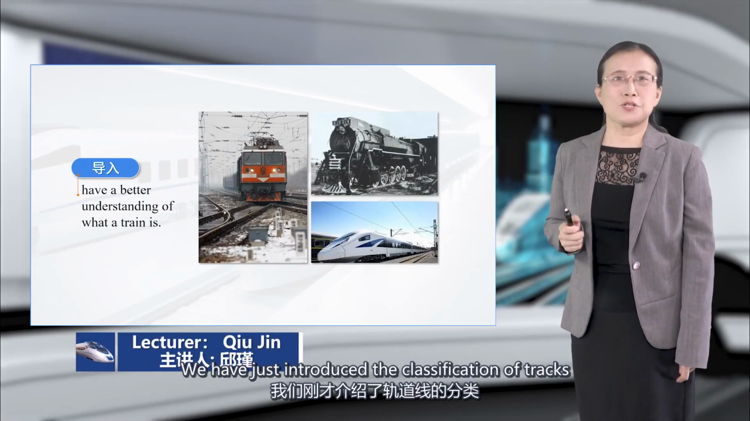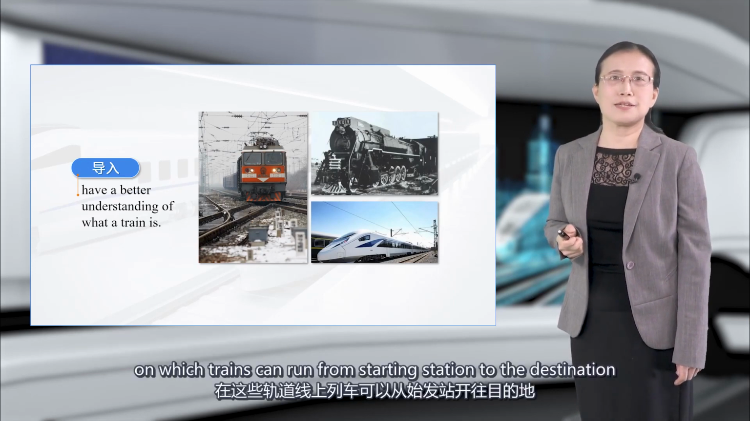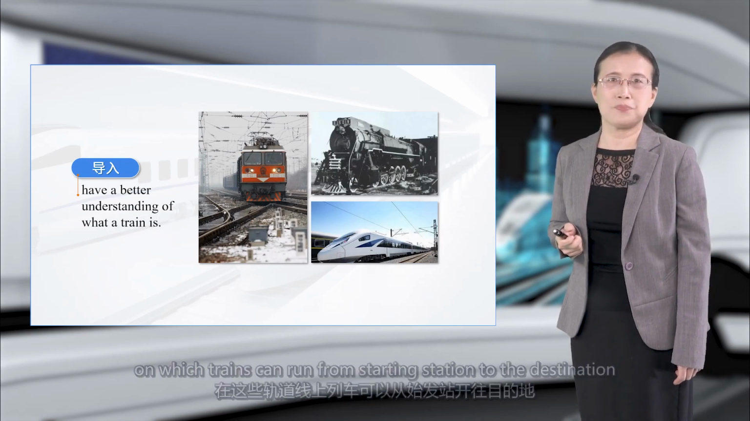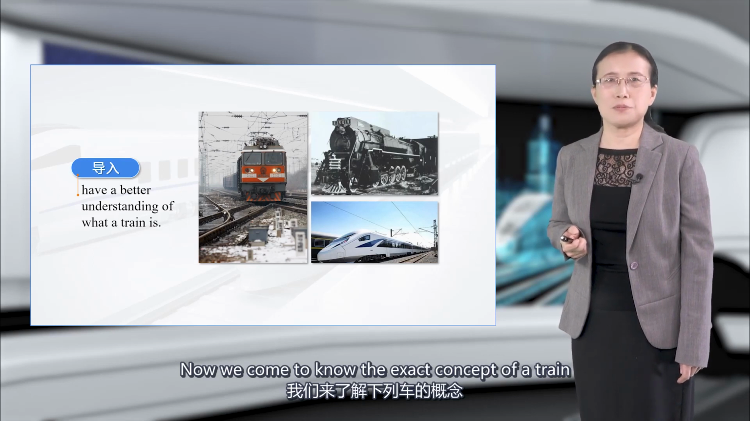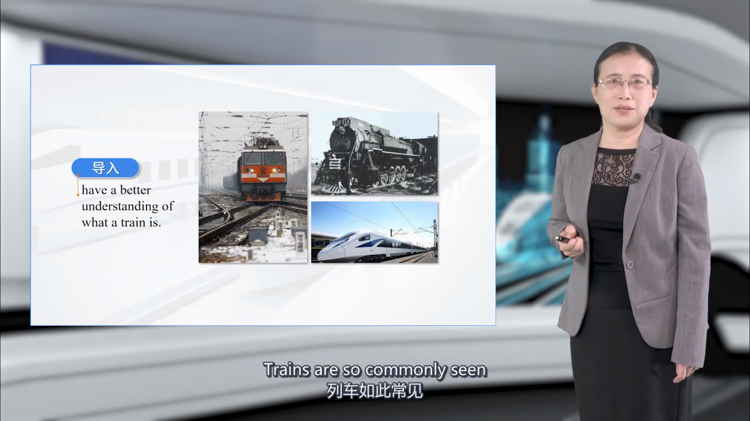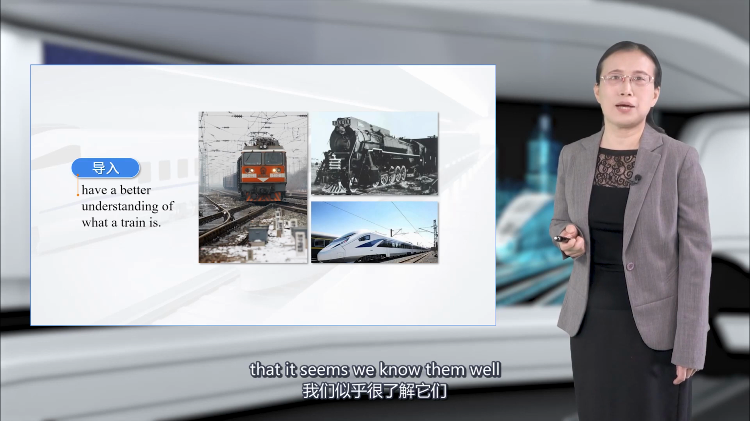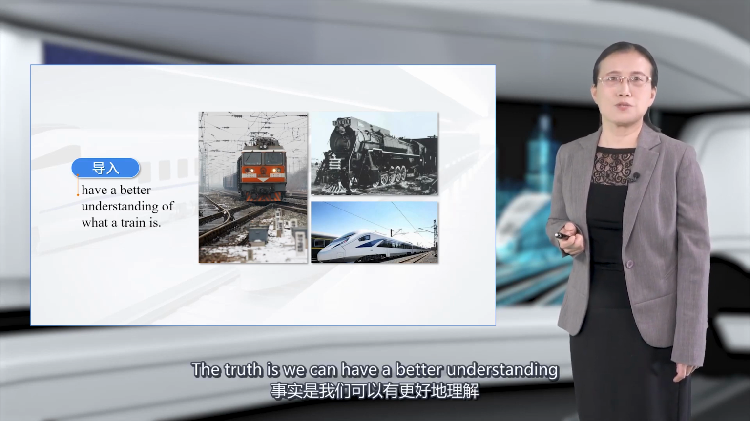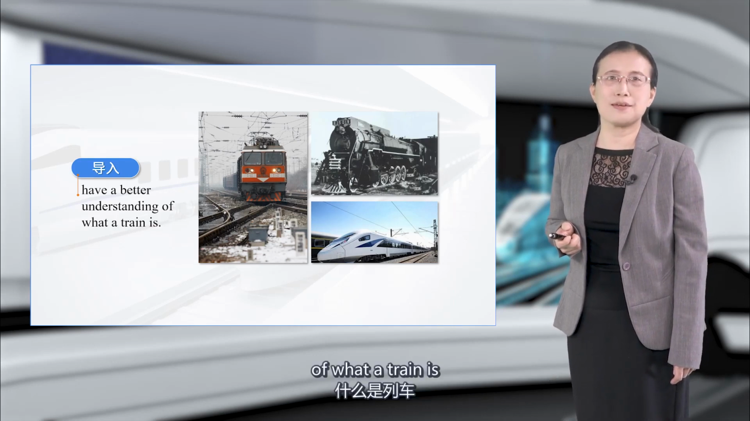We have just introduced the classification of tracks on which trains can run from starting station to the destination. Now we come to know the exact concept of a train and the ways they are powered. Trains are so commonly seen that it seems we know them well by judging the outer shape. The truth is, we can have a better understanding of what a train is.